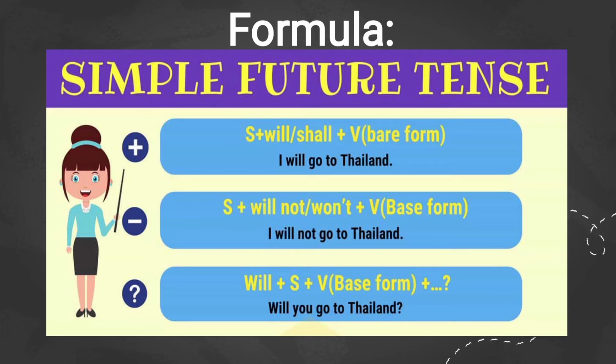If we want to make a simple future tense for a positive sentence, we can use will or shall. And the formula is subject followed by will or shall, and then verb 1. This is for the positive, and the negative is subject plus will not or won't, and then plus verb 1. And the interrogative form is will plus subject, and then plus verb 1.